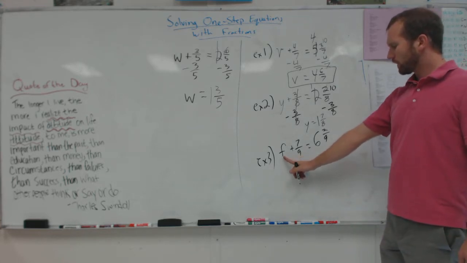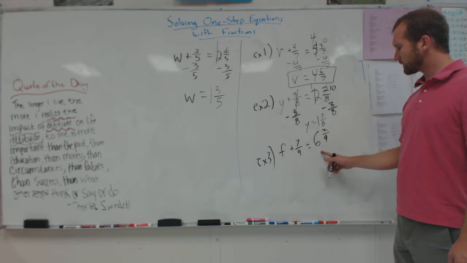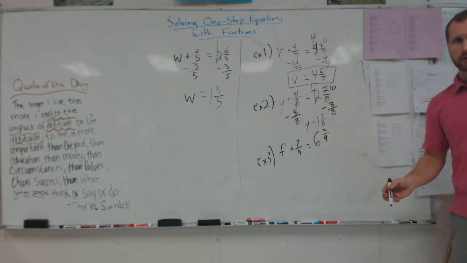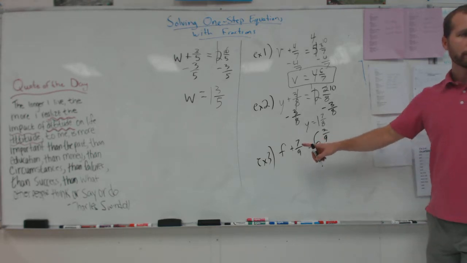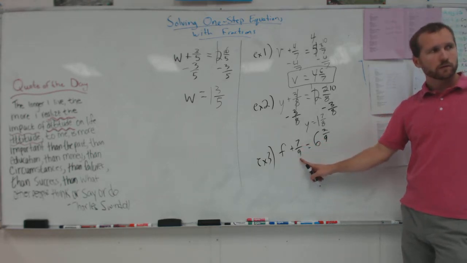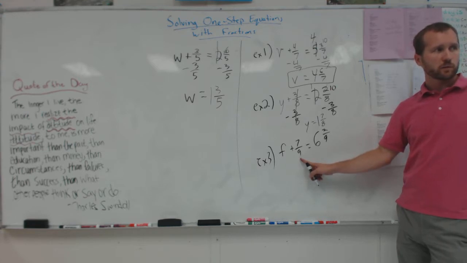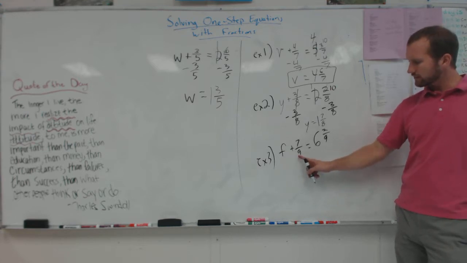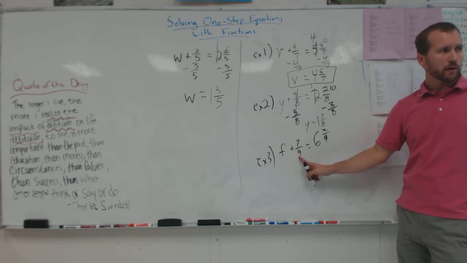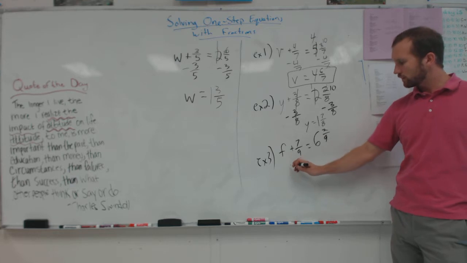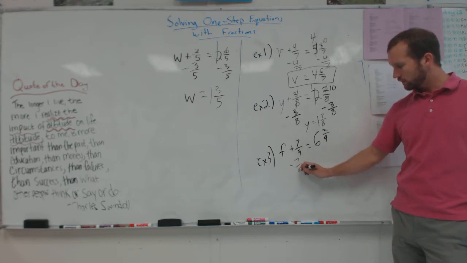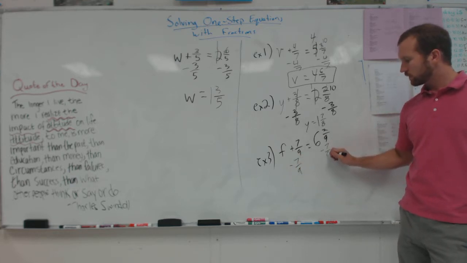All right. F plus 7/9 equals 6 and 2/9. Oliver, what's my first step? It's in the way of my F. Plus 7/9. So what do I need to do? What's the opposite of plus 7/9? Exactly.